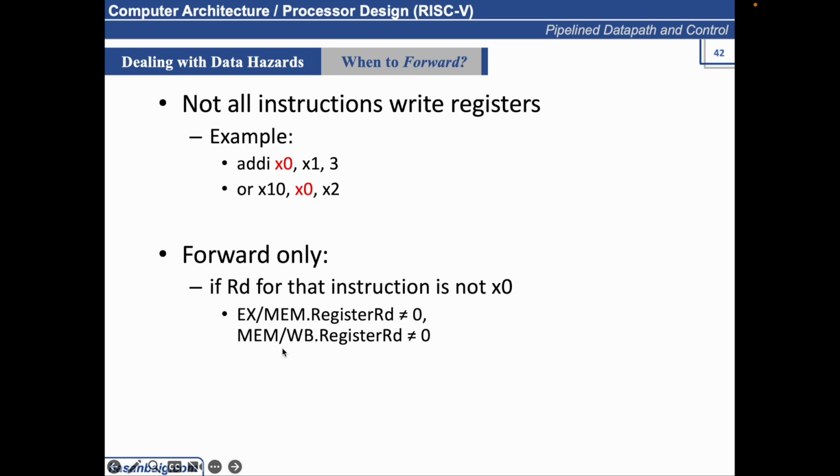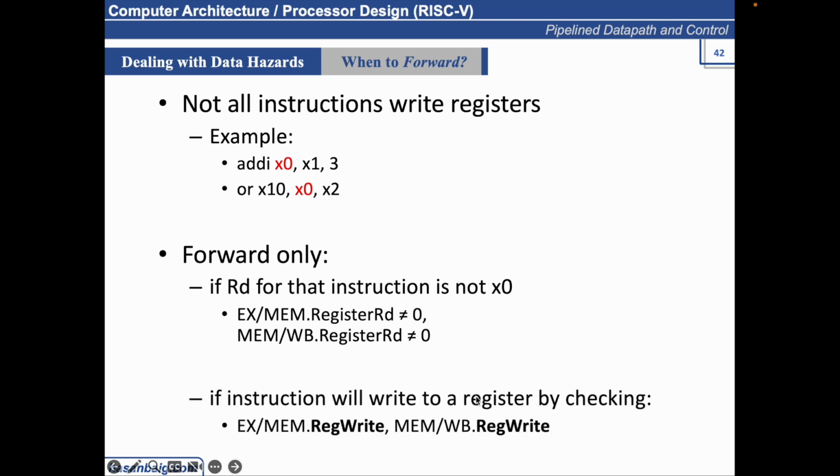The second thing is that we need to determine if the instruction will write to a register by checking the RegWrite signal. Sometimes, like the LW instruction, it writes to the register, right? But there is the SW instruction also, which does not write to a register. So we need to check if the register write signal is set for that particular instruction or not. Why do we need to check the RegWrite signal? Let me give you an example here on the whiteboard.